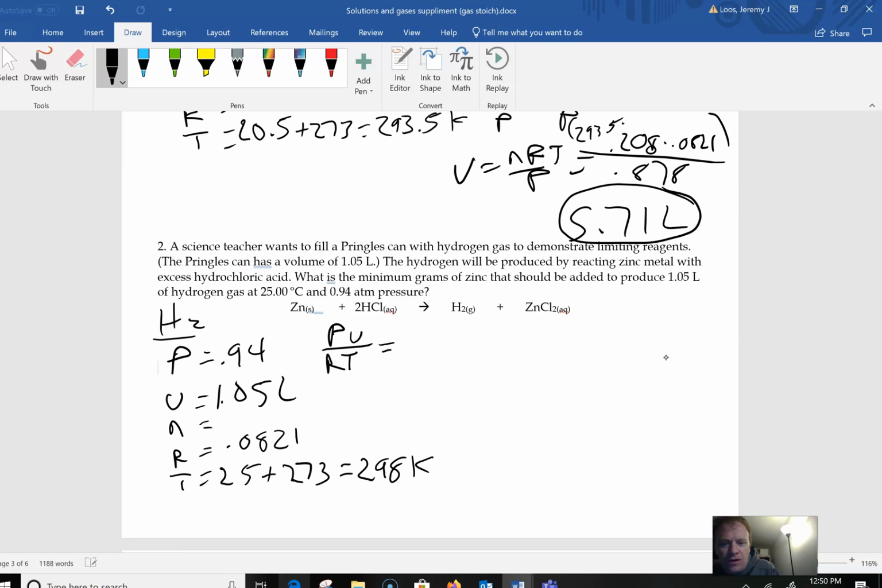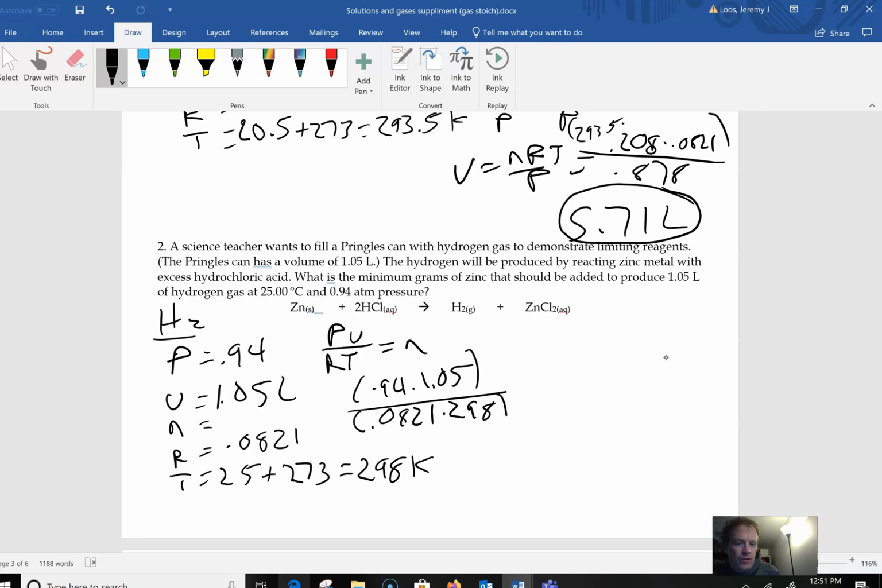So solving the ideal gas law here for n, so I'm just rearranging the equation like I did before, doing some algebra to solve for n. So PV divided by RT equals n. Put the information from the problem in, 0.94, and then the volume is 1.05. And by the way, all the units are right. The pressure is in atmospheres, the volume is in liters, so we want to make sure that we check that as well. 0.0821, and then 298 Kelvin.